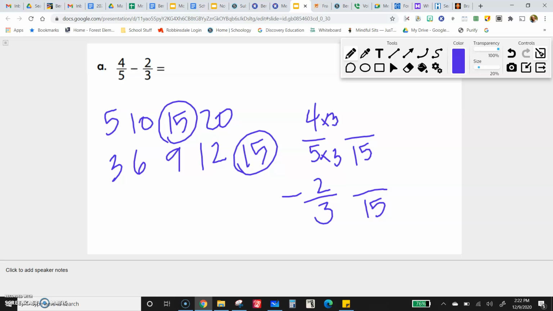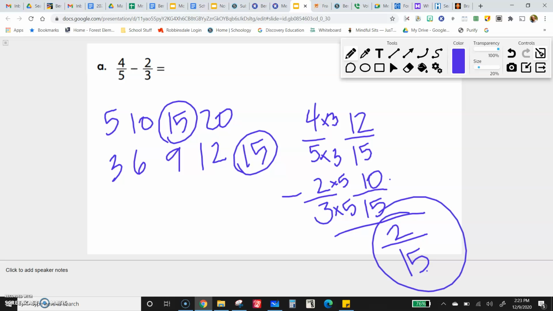So then I multiply the top by 3 as well. So I get 12. What do I multiply the bottom by? 5. 2 times 5 is 10. So now I subtract. 12 minus 10 is 2. Denominator stays the same. Now I ask myself, can I simplify that? Well, I can divide 2 by 2, but I can't divide 15 by 2 without getting a remainder. So that one is my simplified answer.